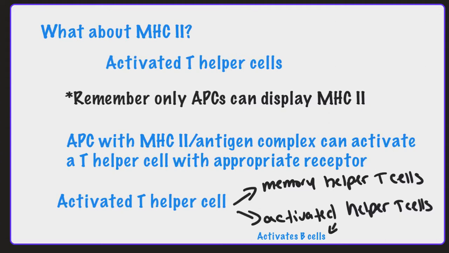So B cells can be activated by that free-floating antigen I just talked about before. They can also be activated by an activated T helper cell. So if an activated T helper cell binds to a B cell, it can activate that B cell, and then that B cell will go through clonal expansion, making memory B cells and activated B cells, which are plasma cells, that make an antibody like I just spoke about. Helper T cells can also help to activate cytotoxic T cells.